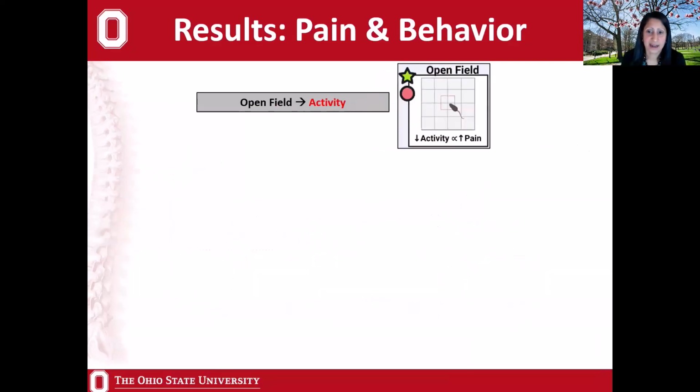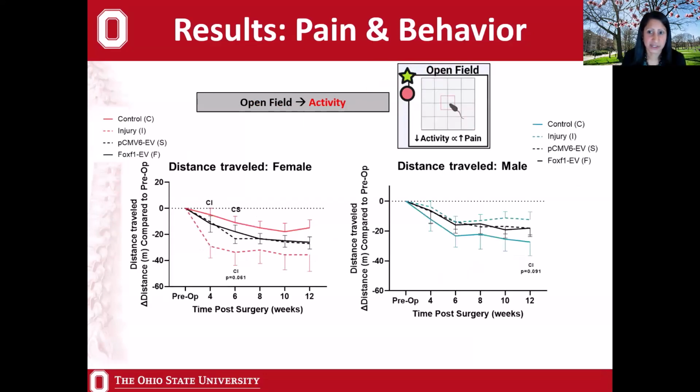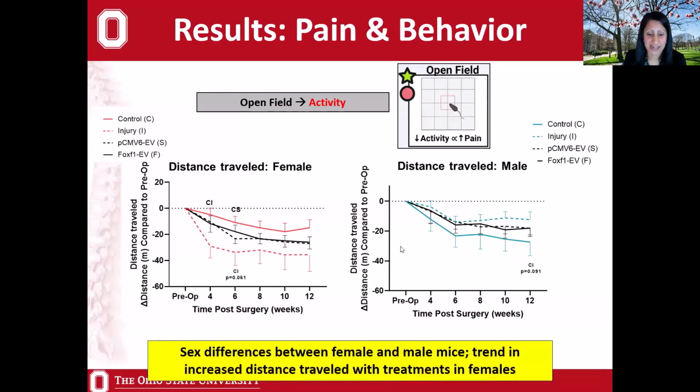And then last but not least, we looked at activity. So just looking at the distance traveled, the mice are in this arena. And so we video them and see how active they are, and we can get certain metrics. So in terms of distance traveled, we definitely see, again, sex differences. There's a trend in distance traveled with the females versus the males.